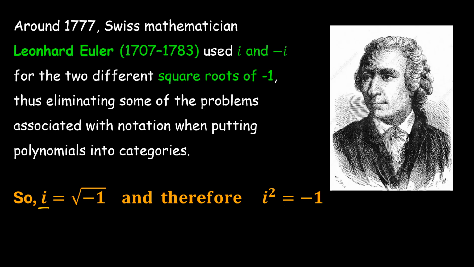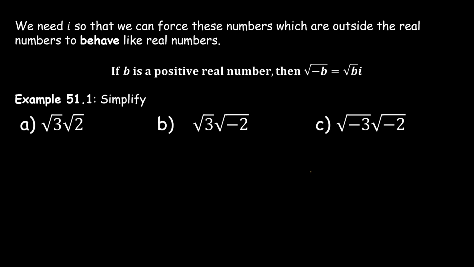And therefore, i squared would be negative 1, because that's what square root means. Square root means the number you square to get whatever's under that radical, in this case, negative 1. He gave us the idea that if we just deal with it this way, then we'll be able to work with real numbers as we do this.